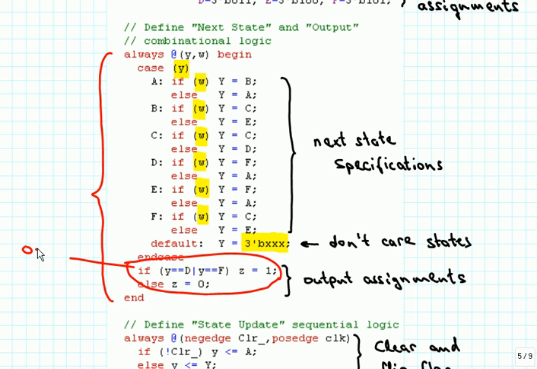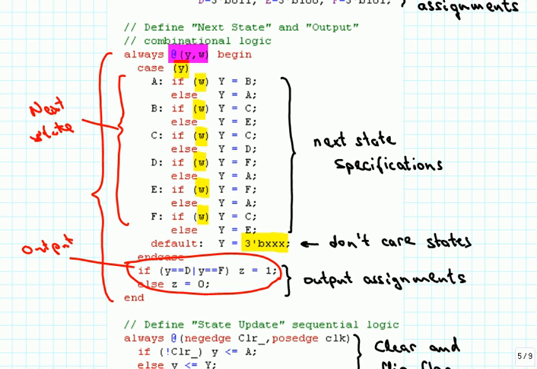Okay, so we have this portion here, the next state assignments, and here is the output assignment. The same as we had before, it's just simply in the same always block now. This works because both of those are combinational logic, and so the sensitivity list that we have here just depends on the levels of the signals Y and W, not on the edges of the clock.